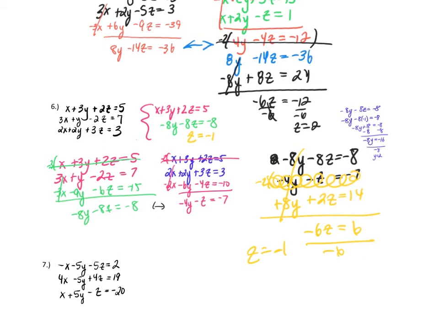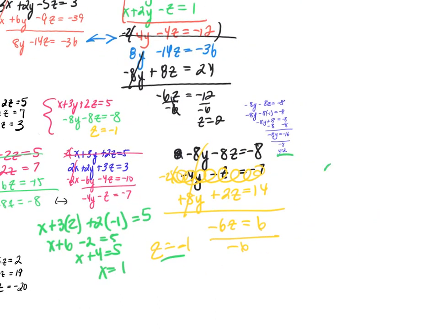And lastly, we're going to take our first equation, and we're going to do what? Plug in y and z. So I have x plus 3 times, what was y? 2. Plus 2 times, what was z? Negative 1 equals 5. So x plus 6 minus 2 equals 5. x plus 4 equals 5. x equals positive 1. Agreed? What is my answer? 1.